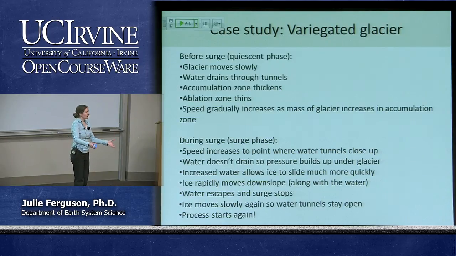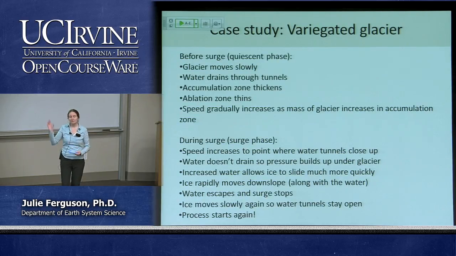And as it escaped at the base, all of a sudden we released that pressure, and so the glacier was able to sit back down onto the sediments again, and so it got slower. And then the whole process starts again, because now that the ice is slower, our water is going to start draining through channels again rather than underneath the whole thing.